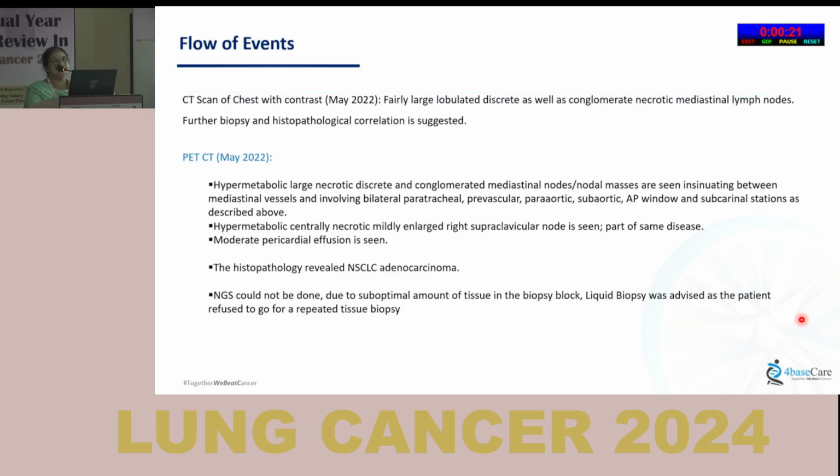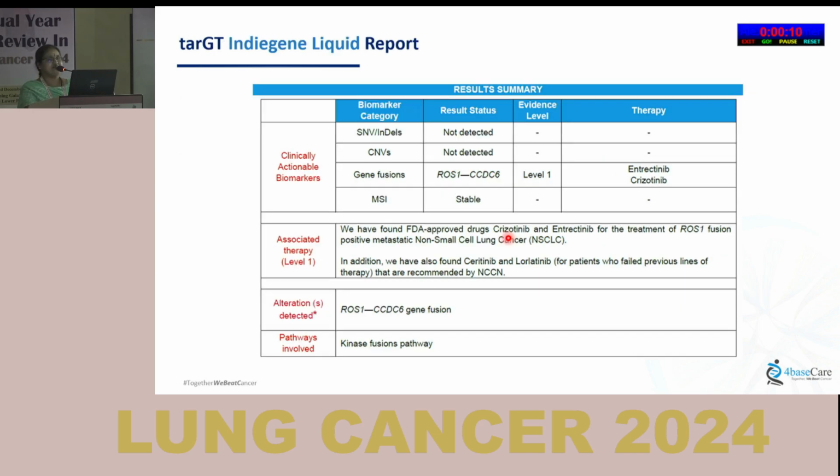She presented with all this. In the interest of time, I'm not going into a lot of details here. Okay, she's diagnosed lung cancer. What happened? The tissue was insufficient and the doctor did not want to wait. They said, okay, let me just quickly do a liquid biopsy in parallel. In liquid biopsy, there was a ROS1 positive and they went ahead starting treatment.